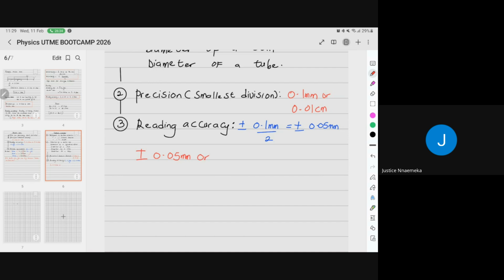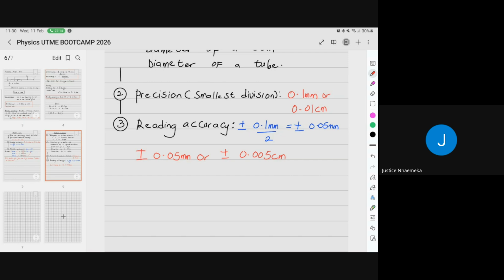Now convert 0.05 millimeter to centimeter for me. Who is converting that to centimeter for me? Somebody should convert to centimeter for me. Anybody? Good. Plus or minus 0.005 centimeter. So it is not a big deal. The smallest division that you can measure is 0.1 millimeter. That's the precision for vernier caliper.